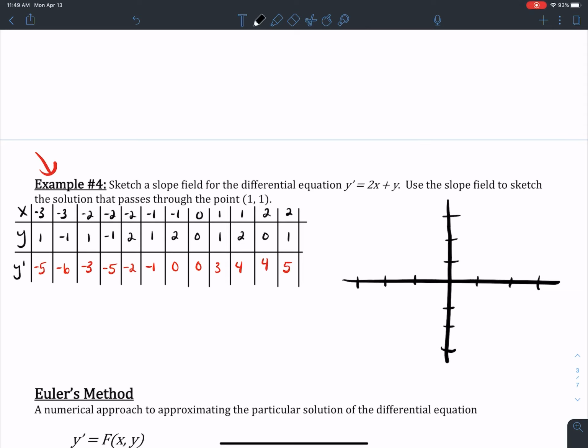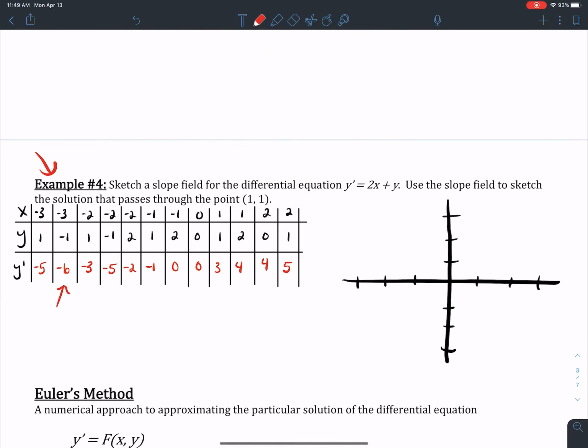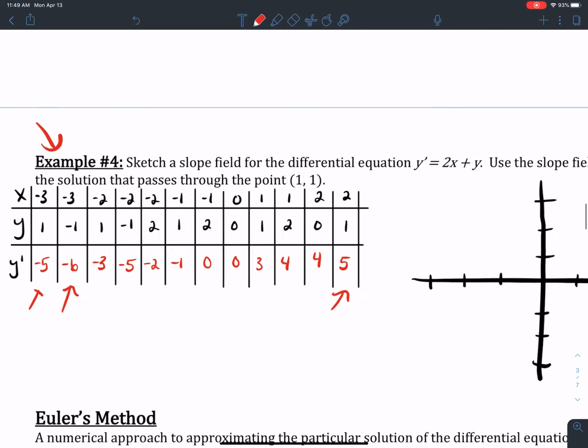I'm just going to go through each point and place the slope, and just for some foresight, 6 seems to be the steepest, right? +5 and -5 are going to have the same steepness of the line, just going in different directions. So I'm literally just going to do my best at plotting what these slopes look like. I'm just going to start left to right.